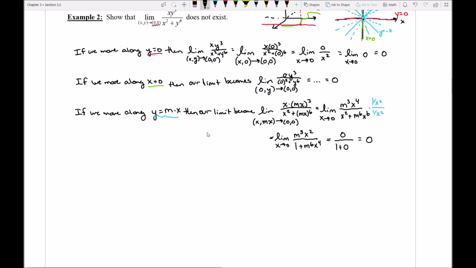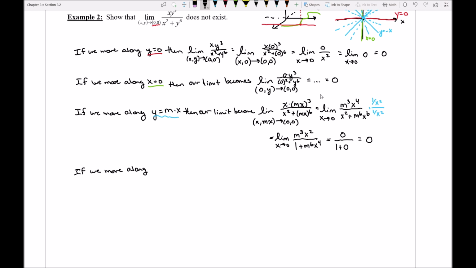So this is where sometimes people can get a little frustrated, right? Because they're like, I've checked so many paths, Kyle. What other path could I possibly take? Well, a lot of this is going to come down to some trial and error and thinking about what you might be able to sub in for y to make things as simple as possible.